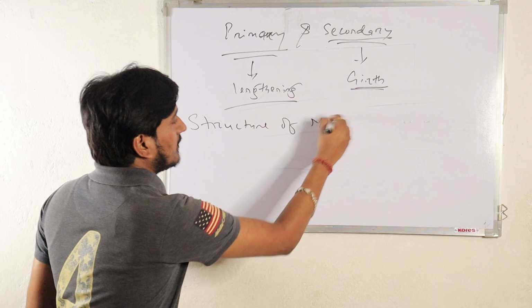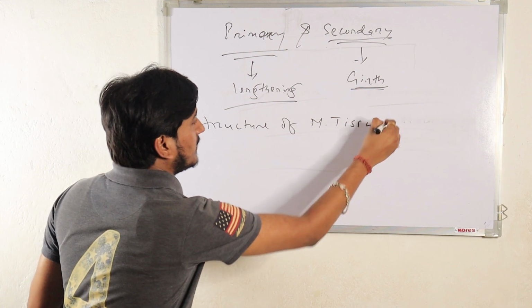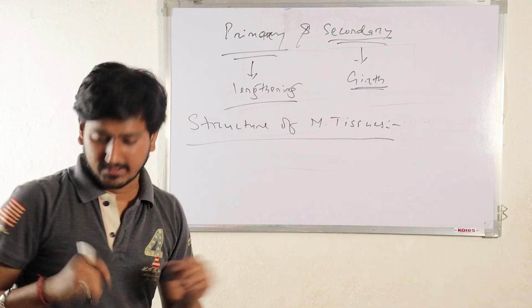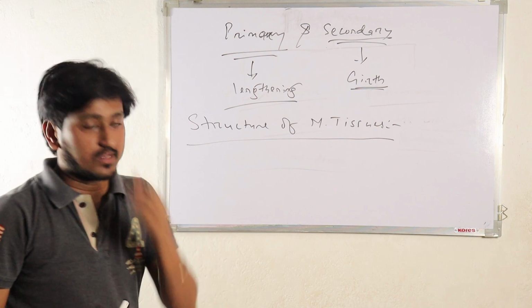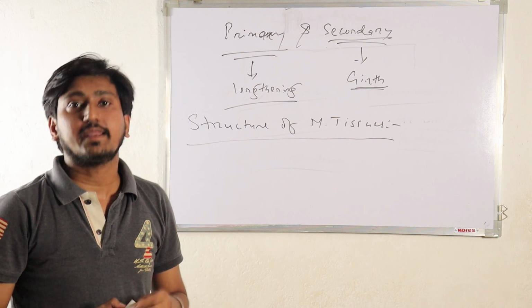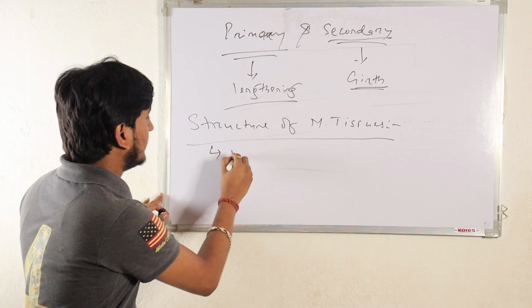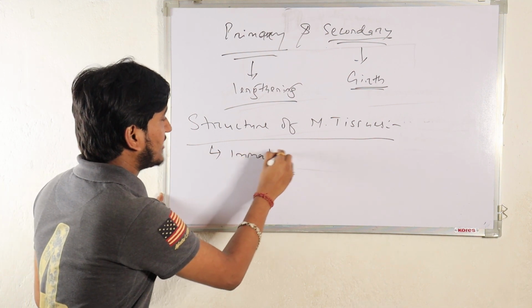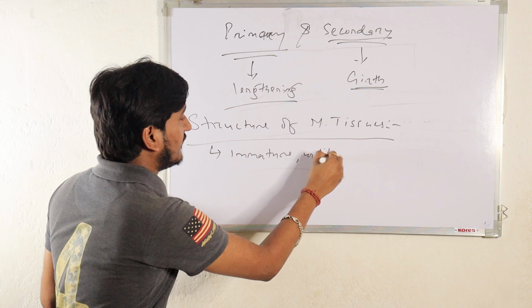Okay. I am briefing here. You must note it in full form. Meristematic pura likhna. So the structure, first of all, the cells of these tissues are immature and undifferentiated.